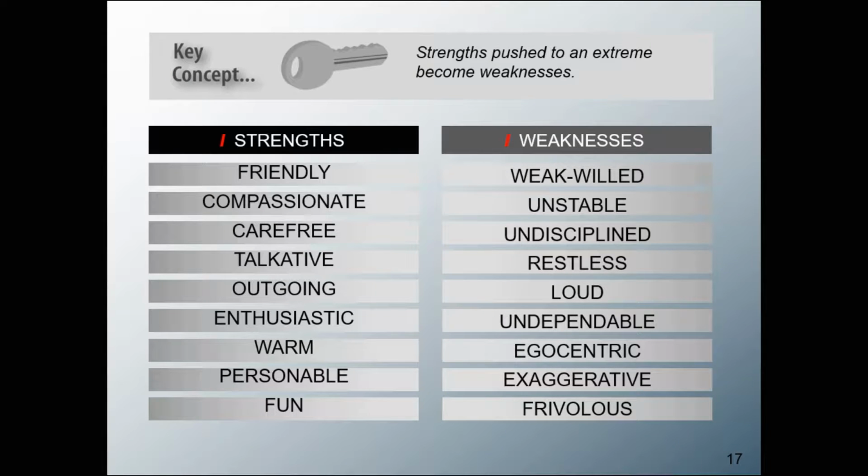What are the strengths of the I-type personality? Well, they are friendly, talkative, outgoing, enthusiastic, warm, fun. They look for fun. You'll hear them say that it needs to be fun. Now, like any other personality type, strengths pushed to an extreme become weaknesses. So at some point, it can be seen as being loud, like the person who talks a lot. Their creativity out of control can be seen as undisciplined, not organized, unstable.